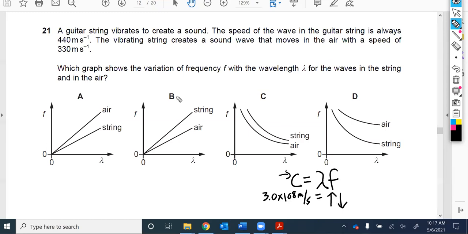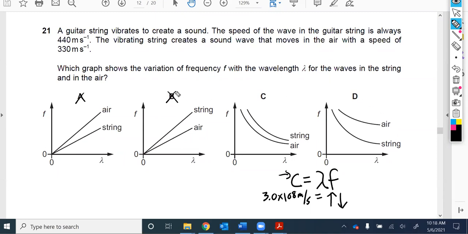We should expect a plot like C or D, right? As the wavelength is longer, the frequency should be less. So it's a negative correlation. So one of these graphs is correct. And now it looks like this one falls like that, or does the air fall not as sharply as the string? So we need to think through which of these.